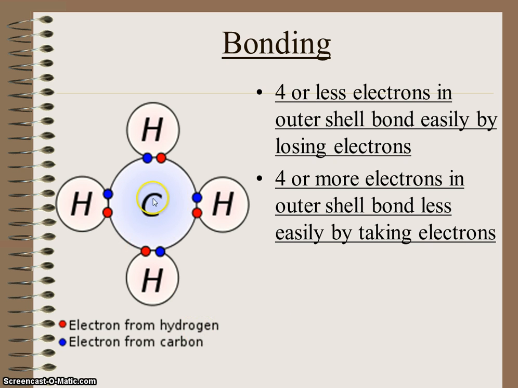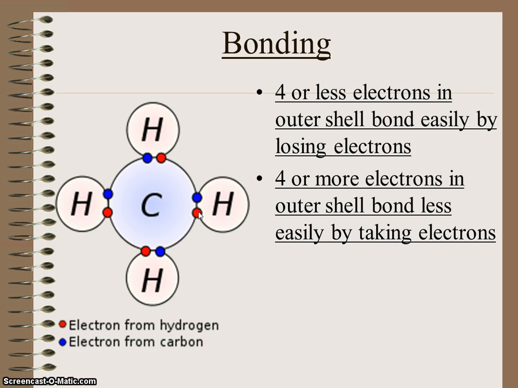Here we have a carbon atom that is bonded with 4 hydrogen atoms. Now, carbon has 6 total electrons, 2 in its inner shell and 4 in its valence or outer shell. You can see the carbon electrons here in blue. 1, 2, 3, 4. Once again, these elements want to have full outer shells. These atoms of elements want to have full valence shells. And a full shell is 8.